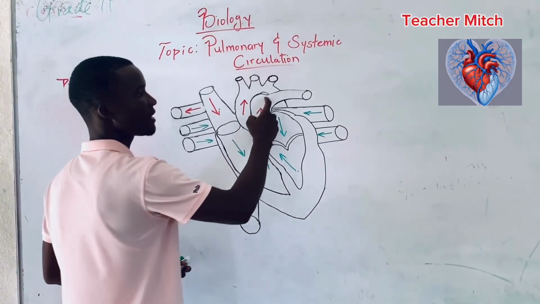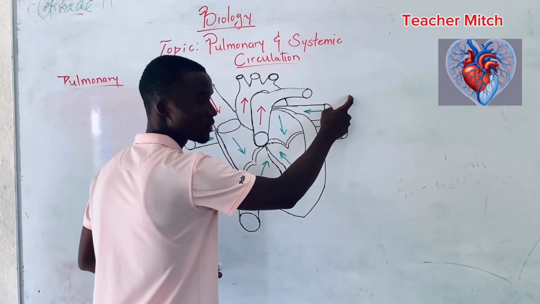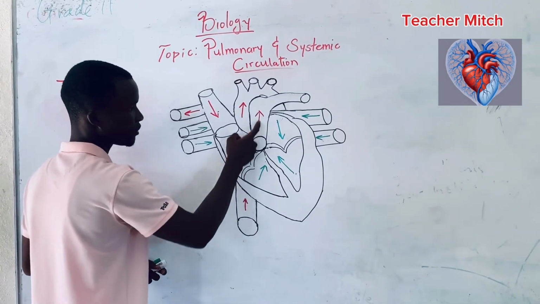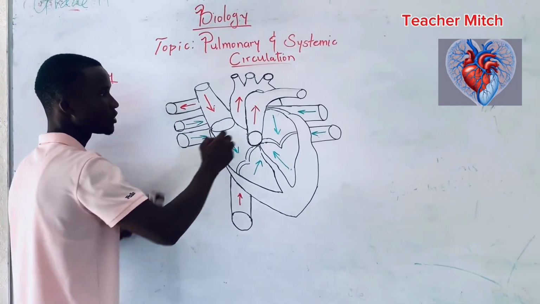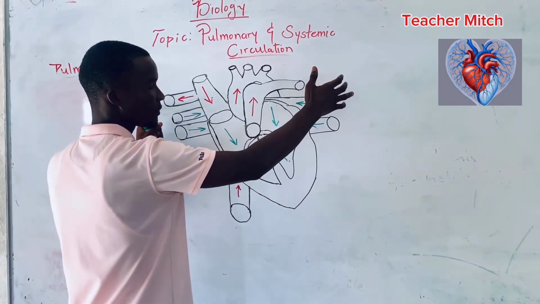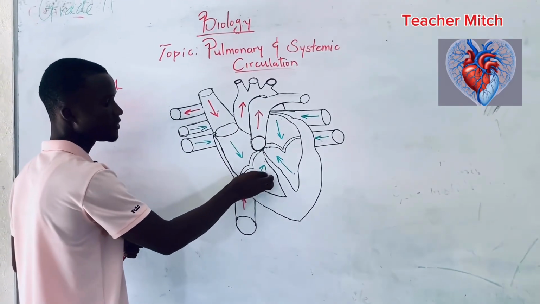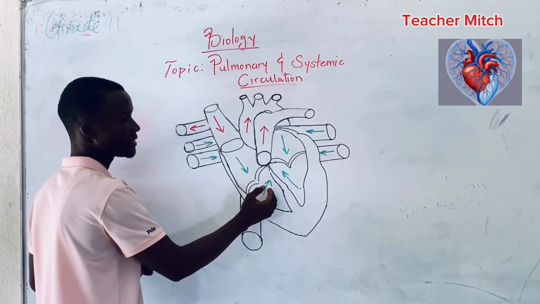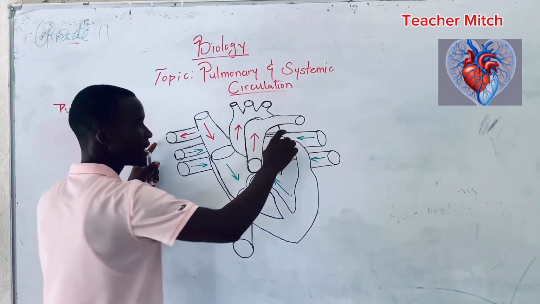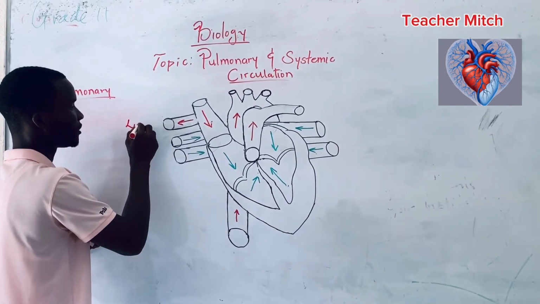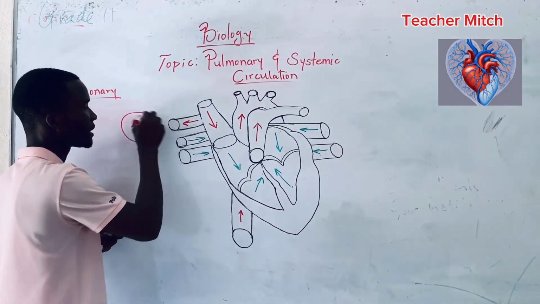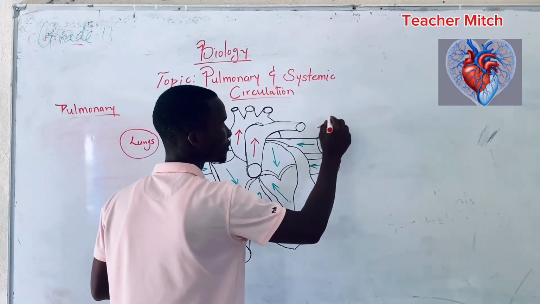We have one pulmonary artery going to one side of the lung, and another pulmonary artery going to the other side of the lung. So the two lungs have pulmonary arteries. When the blood leaves the right ventricle, it passes through the pulmonary arteries, and then the blood reaches the lungs. So here we have the lungs. The blood gets to the lungs.